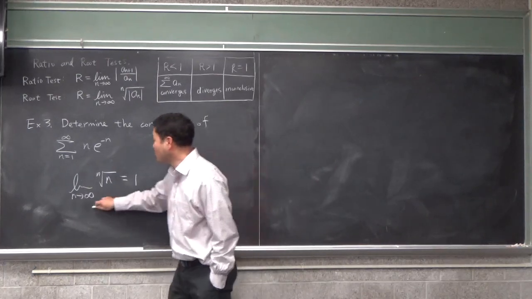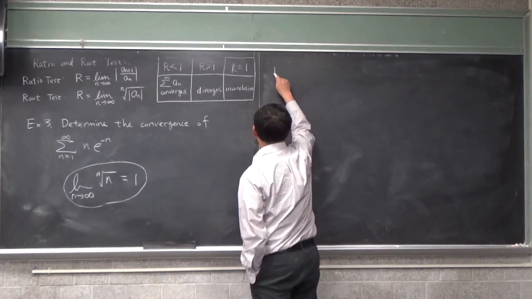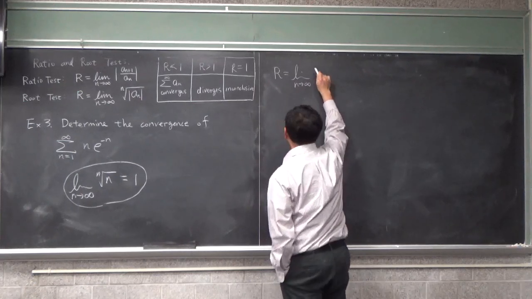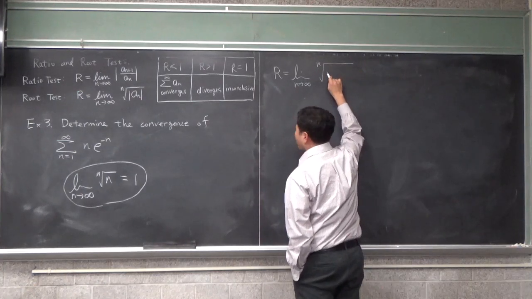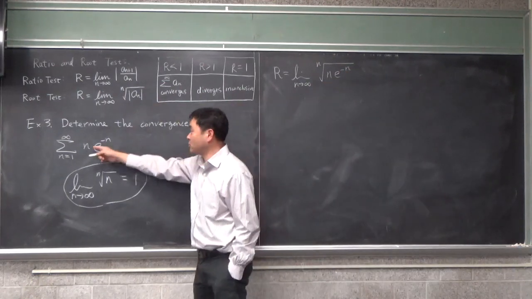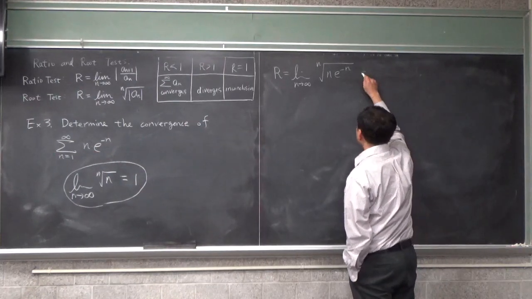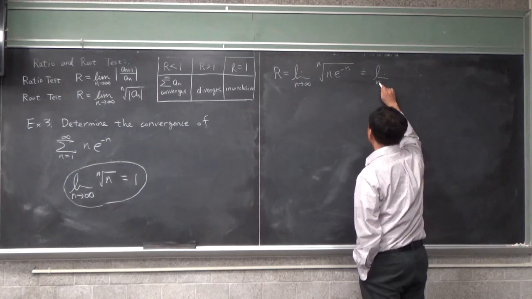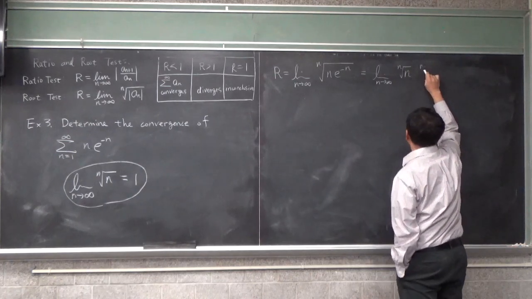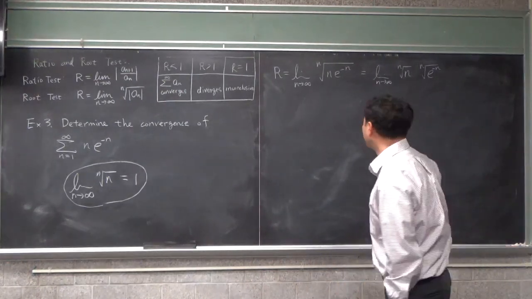So let's assume that we do know this, so we can just quickly use the root test. So root test R is equal to the limit as n goes to infinity of the nth root of n times e to the negative n. I should be putting on absolute value, but these are always positive, so I don't have to put absolute values. And then this becomes the nth root of n and the nth root of e to the negative n. So you can break up the limits like that.